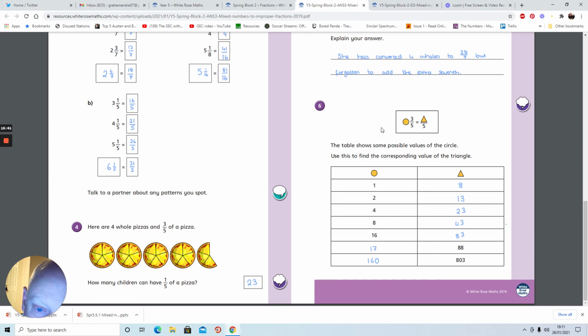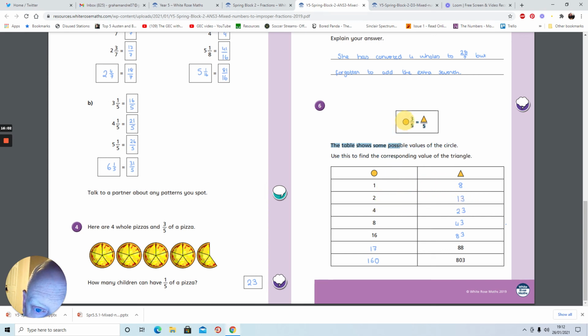Okay, what you do is you go, right, what's 1 times 5? 5, add the 3 is 8. So the triangle is going to be 8. We have 2, we go 2 there. Okay, what's 2 times 5? It's 10. Add the 3 is 13.